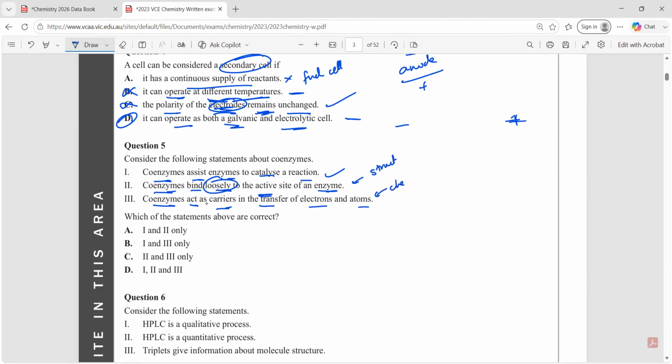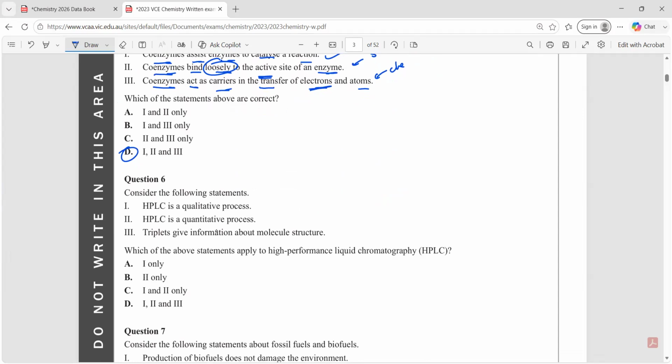So the two reasons as to why coenzymes are great at catalyzing reactions, and the reaction actually can't go ahead without the coenzymes, is because they help augment the active site of the enzyme. So the coenzymes basically ensure that the overall active site of the enzyme is more complementary to the substrate, and they also act as intermediate carriers of electrons and H plus ions. So 1, 2, 3 is correct.